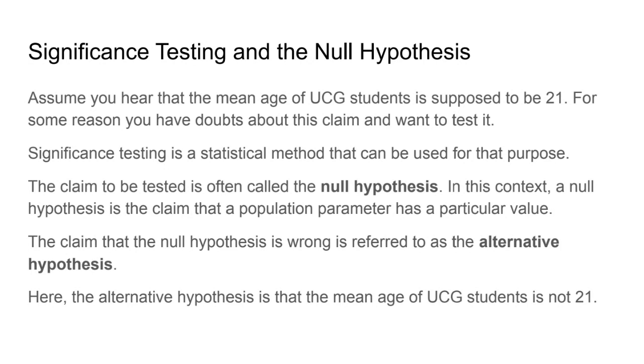So the alternative hypothesis does not say the mean age of students is 22 or 23 or 19 or whatever. It just says the null hypothesis is false, right? It's not 21, whatever it is otherwise.